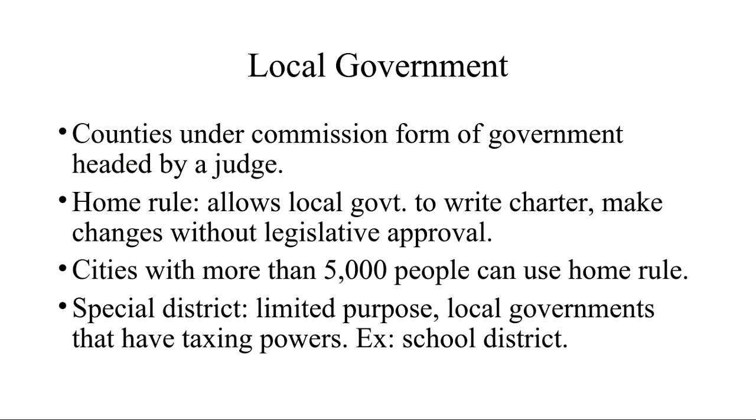So if a city has more than 5,000 people in it, they can apply for home rule, and usually they're going to get it. So cities like Austin, Houston, San Antonio, Dallas, McAllen are all going to have home rule. It's really only the very, very small towns of like 200, 300 people that aren't going to have their own form of government.